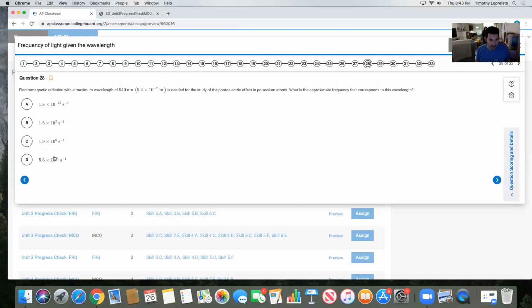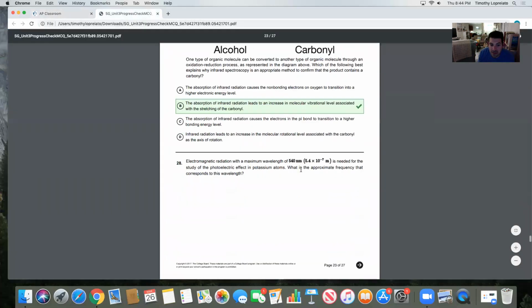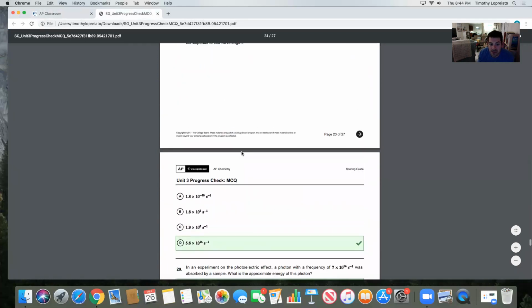Since it's 10 to the negative 7th times whatever the frequency is going to equal 10 to the 8th, I'm going to go with 10 to the 14th just because it's in the appropriate range. I did not do the math. I am guessing for 28 that it's going to be choice D. And it is choice D. Wahoo!